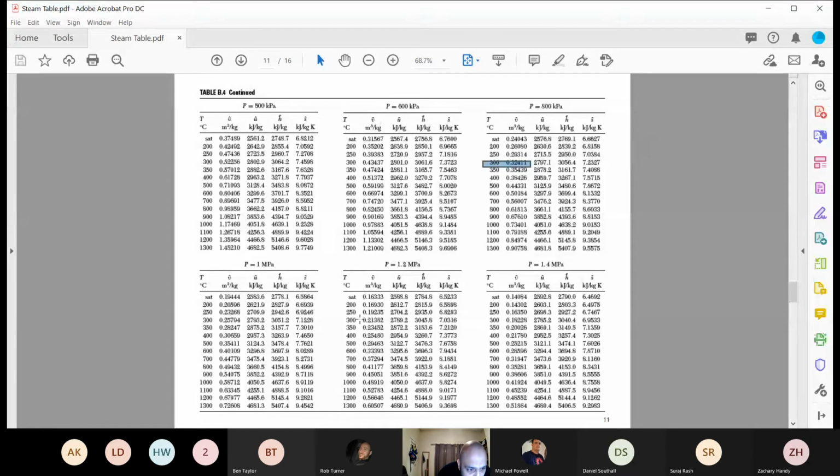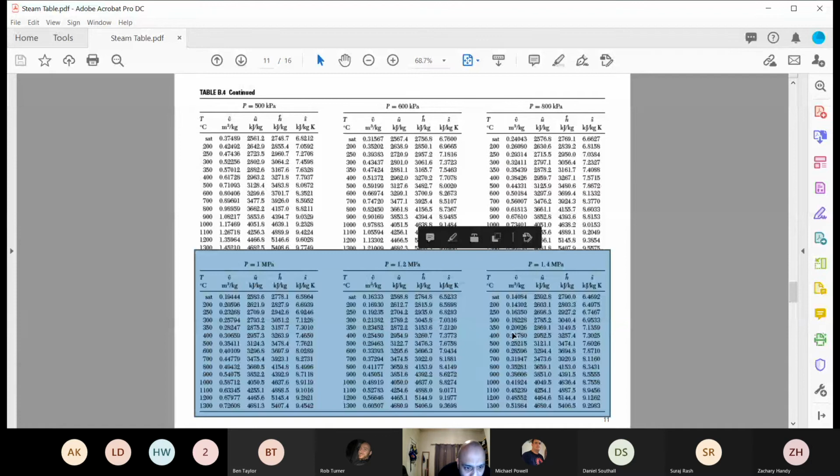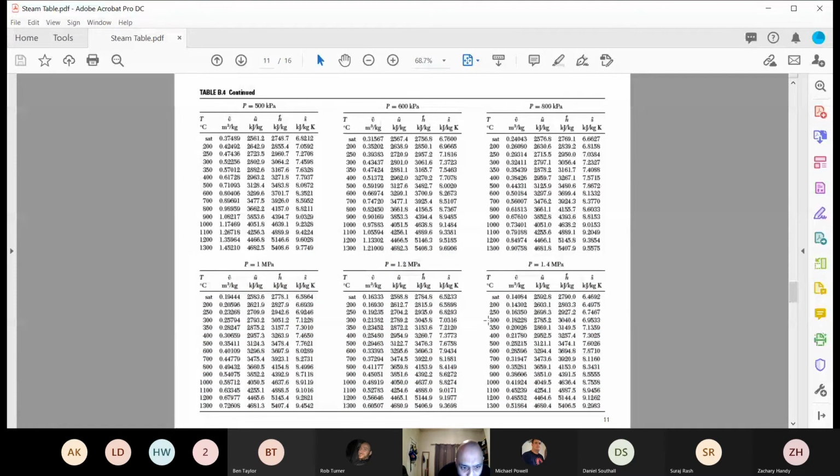Wait a minute. Here it's 0.2138 at pressure 1.2 megapascals, and then you've got 0.18228 at 300 degrees C. So between these two pressures, you're going to get roughly around 0.2 at 300 degrees C.